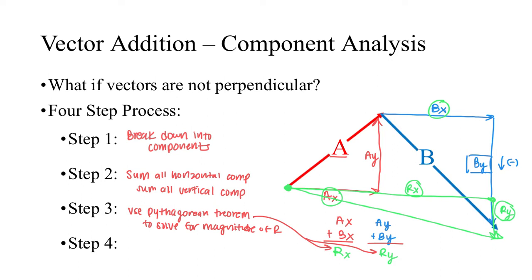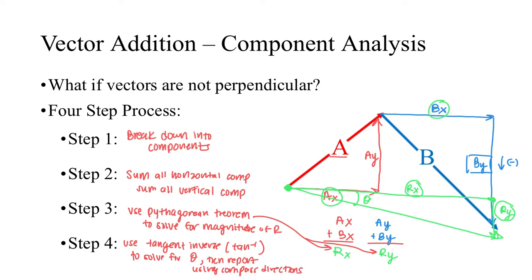This is the fourth step then, to take this triangle and solve for this theta value. We often use tangent inverse. So that'll be the most common method, tangent inverse, to solve for theta, and then report using compass directions. So making sure that we are aware of what our nearest compass directions are. Okay. So in this case, to solve for that theta, I could do tangent inverse of opposite, so Ry, over adjacent, that would be my Rx. But just as a general trend.